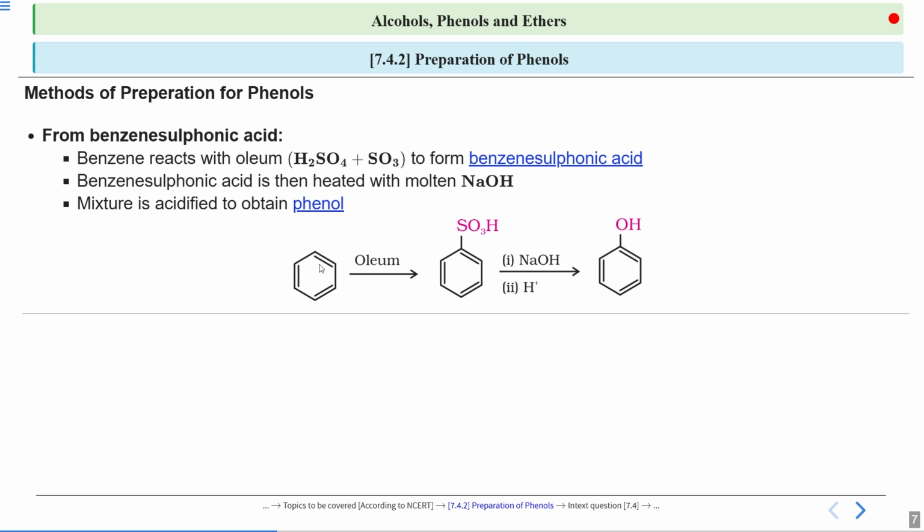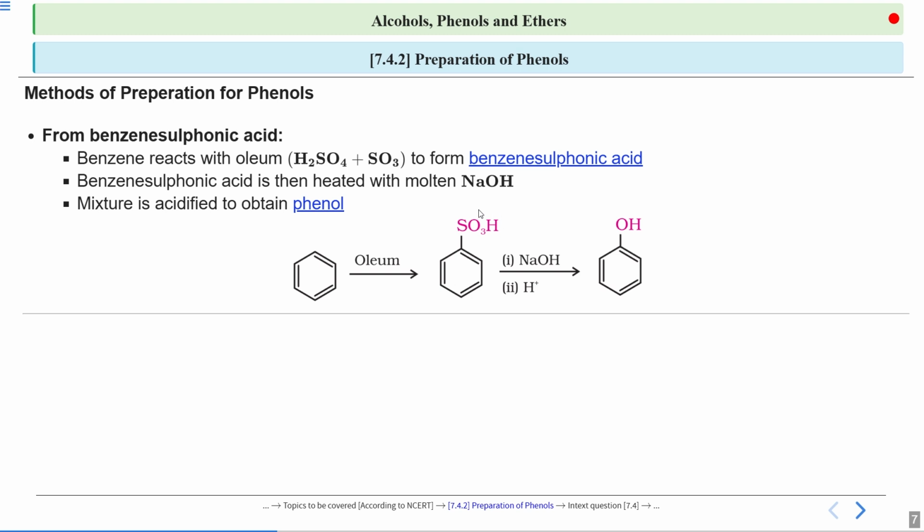This is an electrophilic substitution reaction. That means an electrophile will attack on this benzene and one hydrogen will be replaced by the sulfonic acid. So this hydrogen will be replaced by this sulfonic acid. So this is an electrophilic substitution reaction. So from this electrophilic substitution reaction, from benzene, we got benzene sulfonic acid.